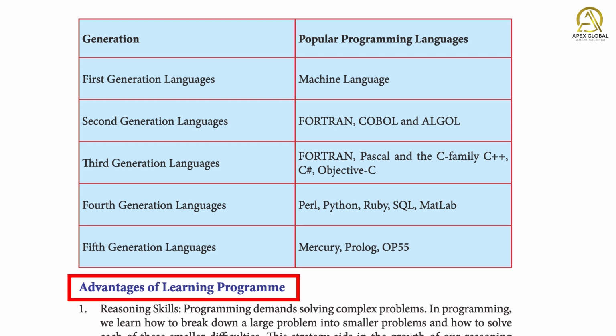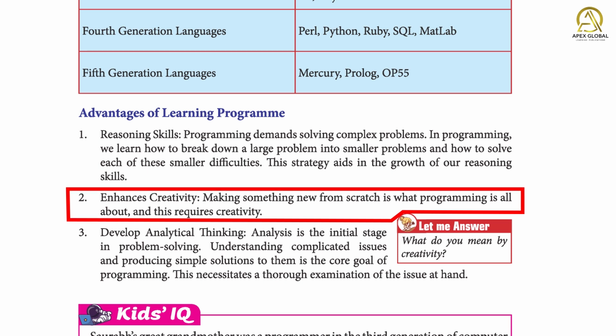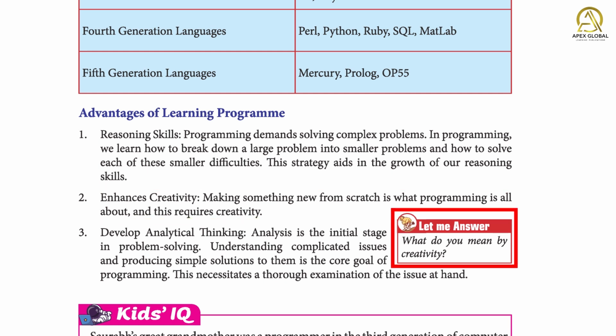Advantages of learning programming. 1. Reasoning skills. Programming demands solving complex problems. In programming, we learn how to break down a large problem into smaller problems and how to solve each of these smaller difficulties. This strategy aids in the growth of our reasoning skills. 2. Enhances creativity. Making something new from scratch is what programming is about, and this requires creativity. Let me answer: what do you mean by creativity?